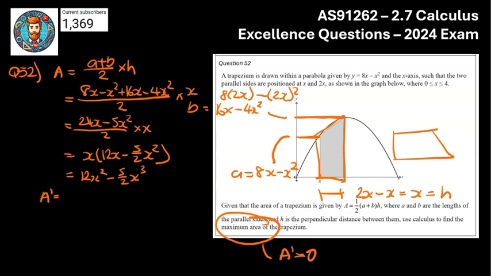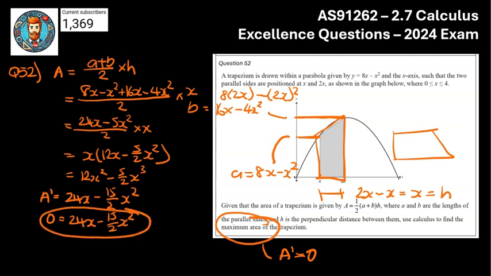So A dash is going to be equal to, differentiating that, that's 24x. Differentiating that, it's going to be 5 times 3, right? So it's going to be 15 over 2 x squared. I can now set that to 0, so I've got 24x minus 15 over 2 x squared. And this here is just a quadratic equation, so I'm going to use my graphics calculator to do that.